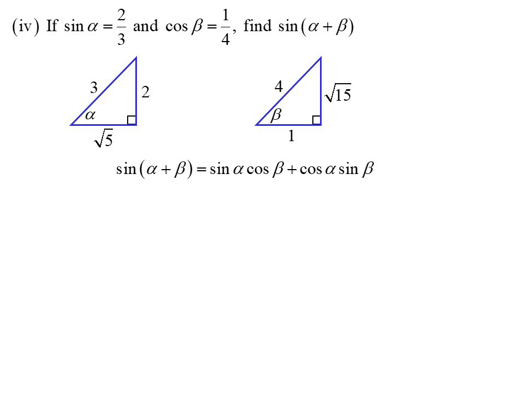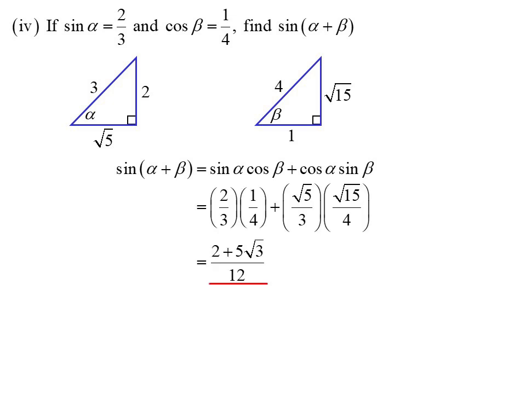Sine is sine cos, cos sine. If it's a sine, it's the sine. But now I can read off my triangles, substitute in, and get my answer. 2 plus 5 root 3 over 12.